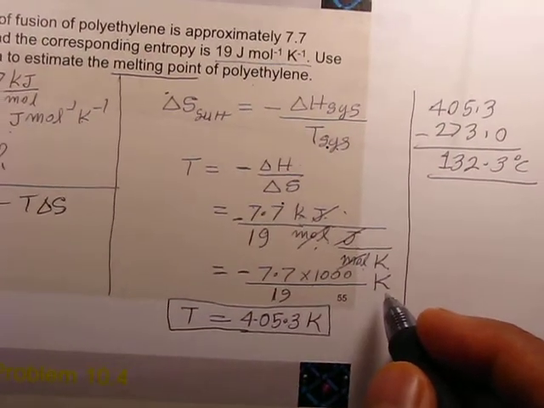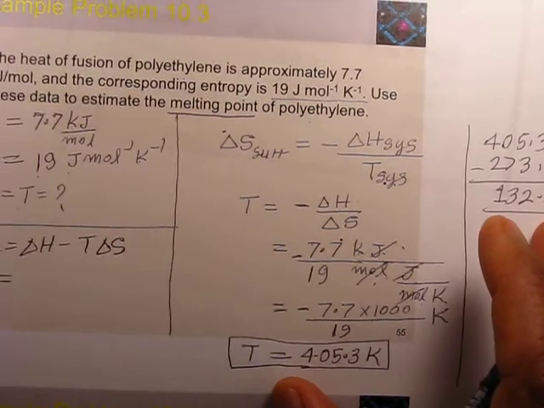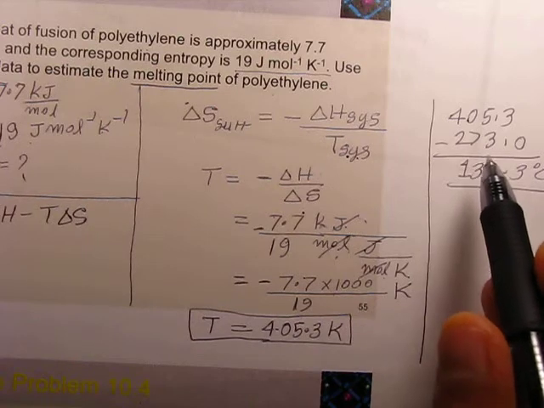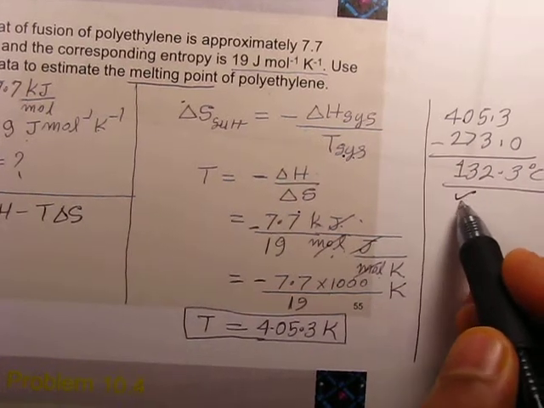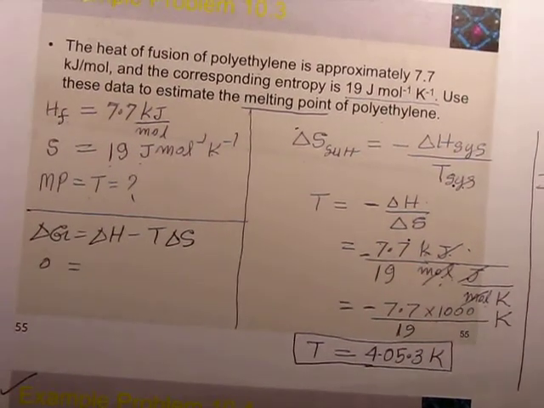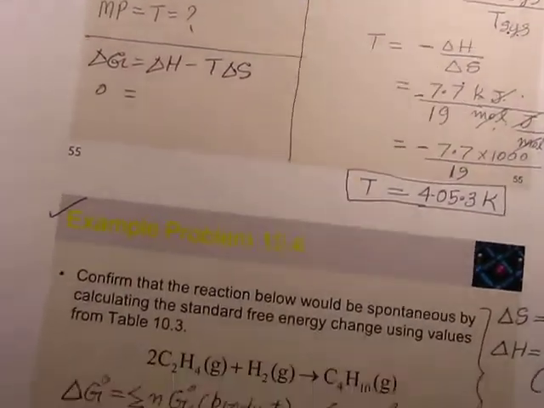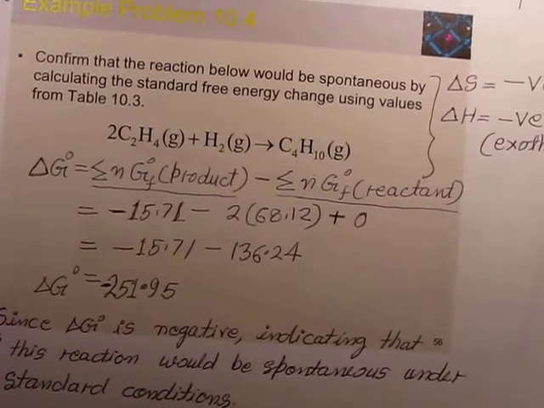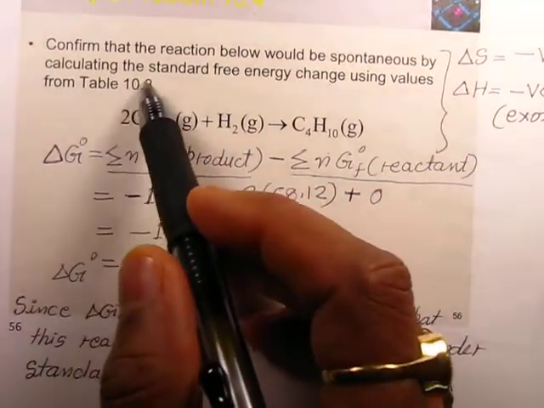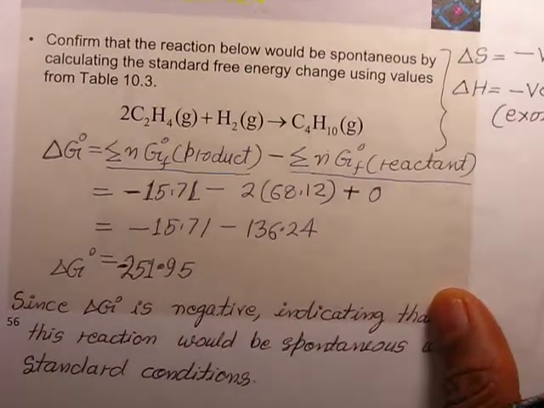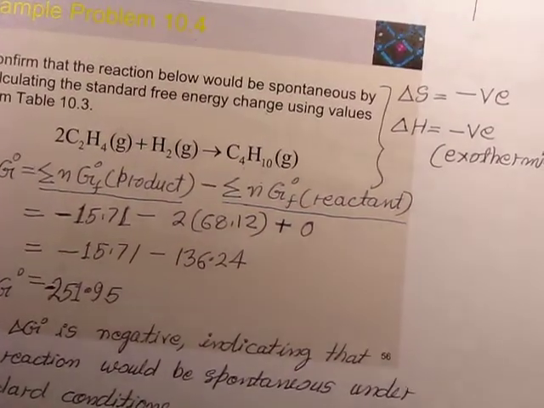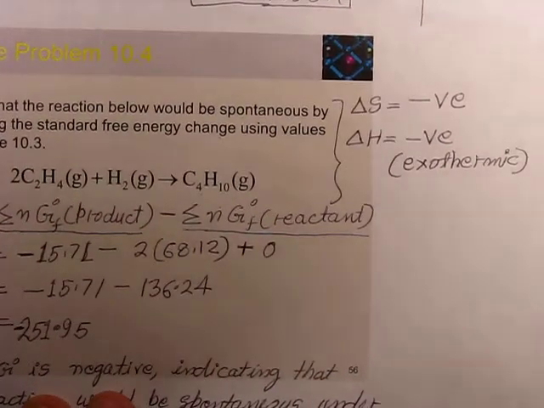So the melting point for this polyethylene will be 405 Kelvin, or if we subtract 273, we get the melting point in degrees Celsius. So this is another variation in the examples. Let's see one more example. Confirm that the reaction below would be spontaneous by calculating the standard free energy change using values from table 10.3. Here we are not showing the table, but let's calculate this.